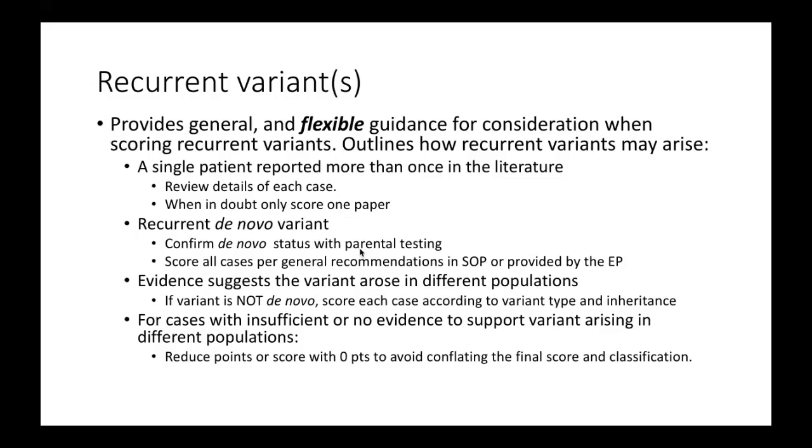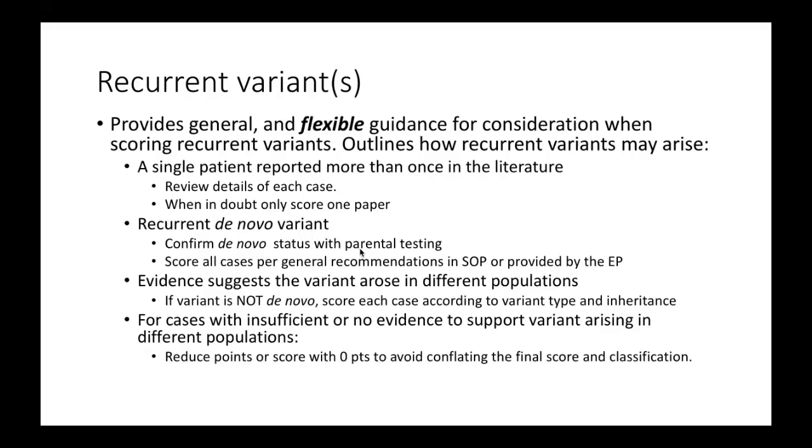Also, for the recurrent de novo variants, we know that there could be de novo variants that are recurring because it's a hot spot within that locus of that gene. You would want to confirm that de novo status with parental testing, which is similar to our de novo in general. And then you would score all cases per the general recommendations in the SOP or provided by your EP if they have specified for de novo.